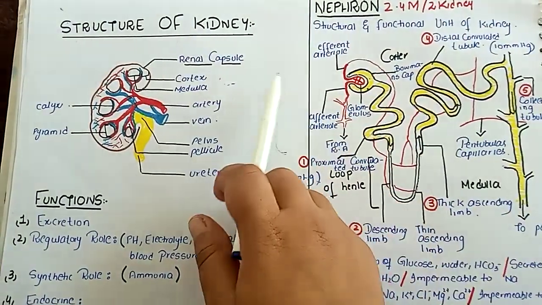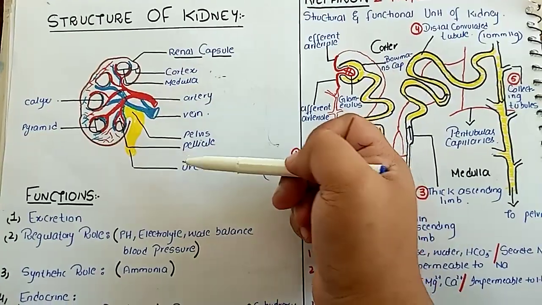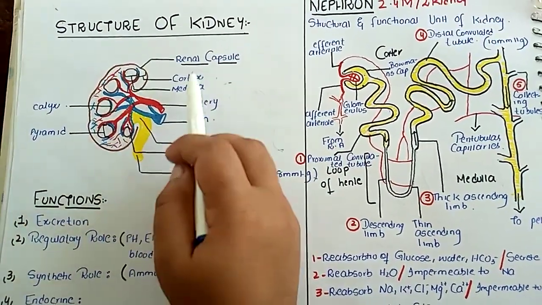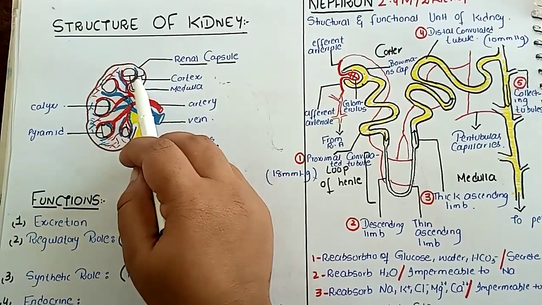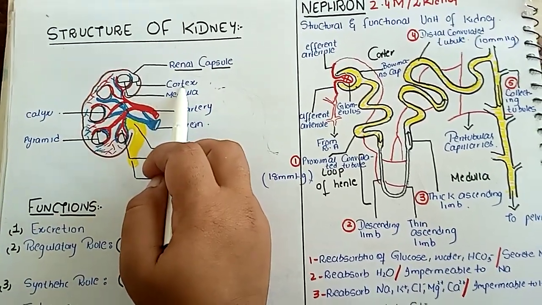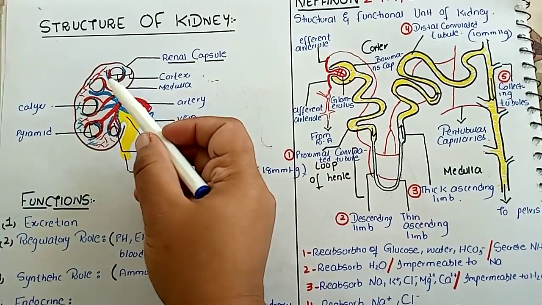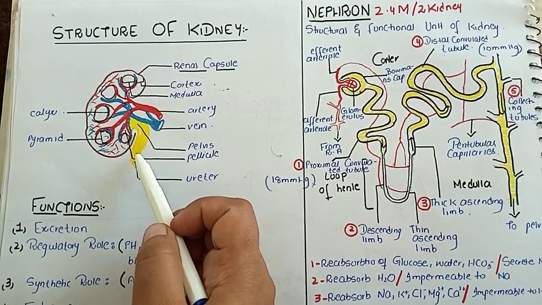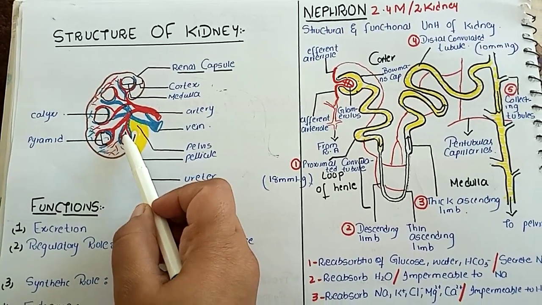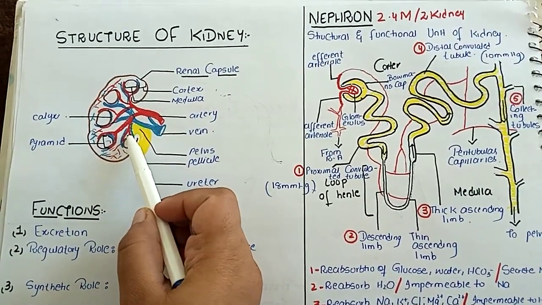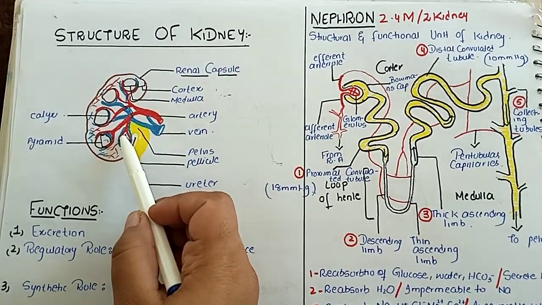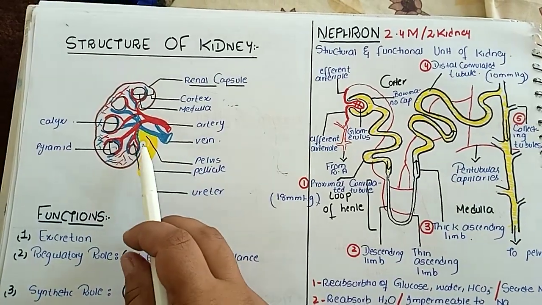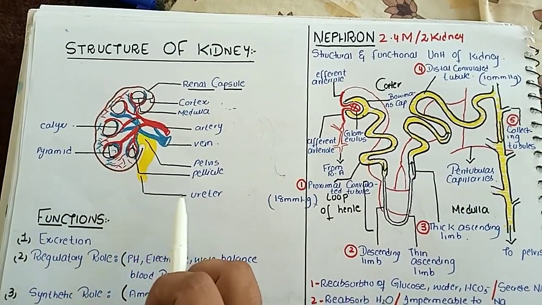Now I will explain the structure of the kidney. The inner portion of the kidney is known as the renal medulla. The outer portion of the kidney is known as the renal cortex, and there are collecting tubules within the kidney, known as the pyramids. The apex of the pyramids is known as the renal papilla, and this renal papilla leads into the structure known as the renal calyx. This is the renal pelvis, and the renal pelvis leads to the ureter.